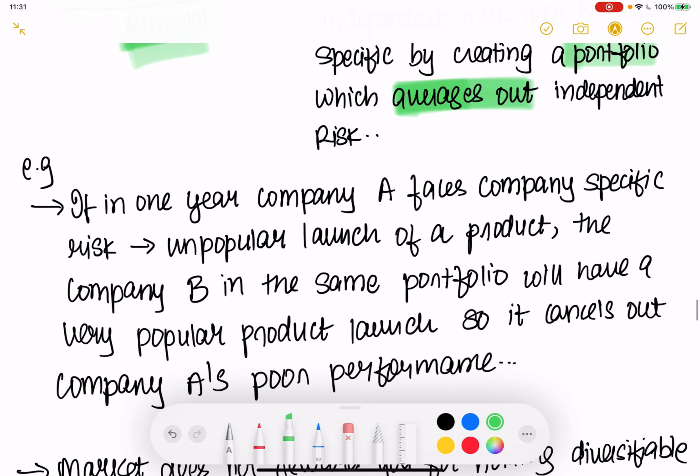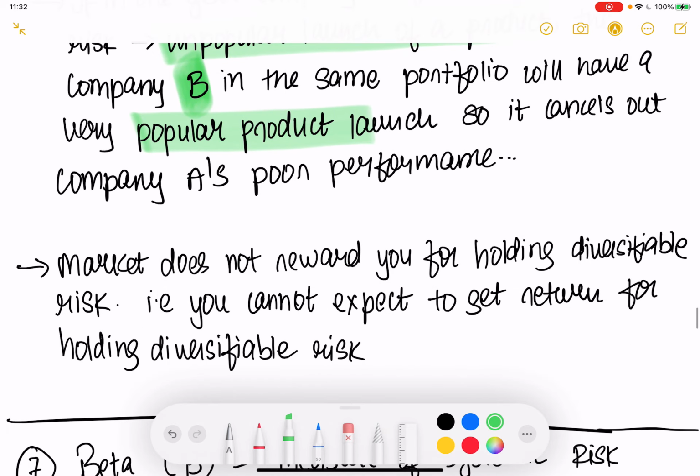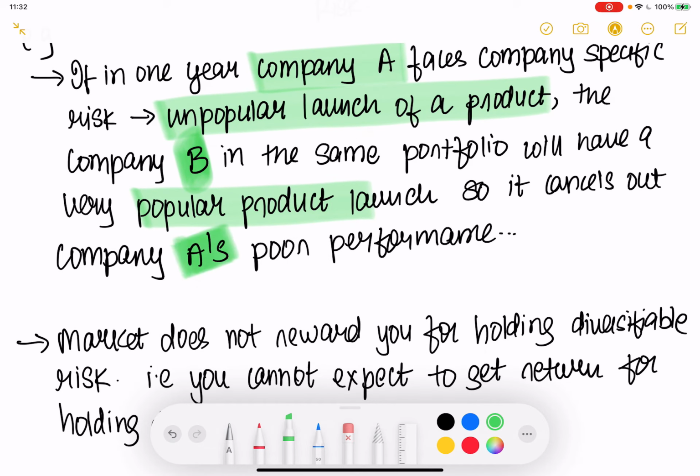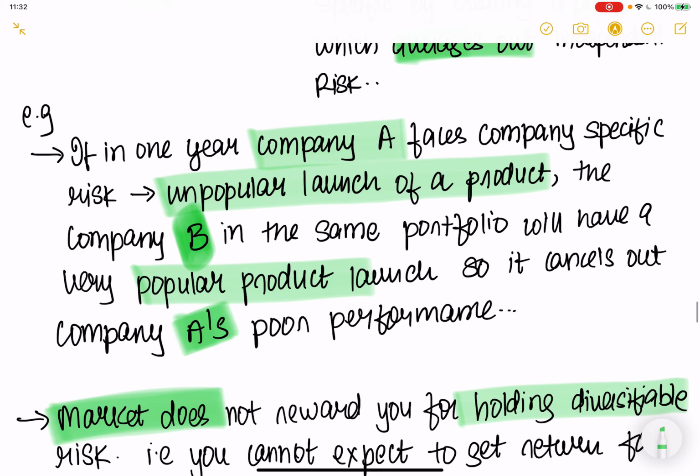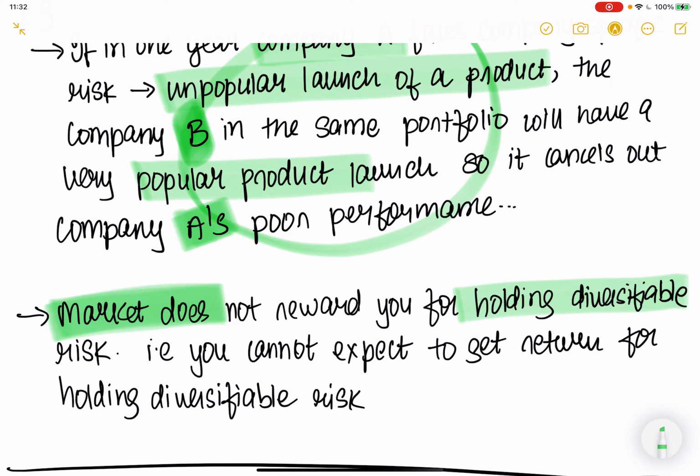Performance averages out. So if company A, as I said earlier, faces a company-specific risk and doesn't launch a good product, but at the same time, in that same portfolio, you could have company B that does really well, then if you add both of them up, it averages out to 0, right? And sometimes you could have more companies doing better than fewer companies. So compensation happens for A's performance based on B's performance, and the portfolio overall goes up. The key insight to take here is that the market does not reward you for holding diversifiable risk, because it can assume that you can do diversification by creating an efficient portfolio. But if you don't, then you don't get compensated for holding diversifiable risk.